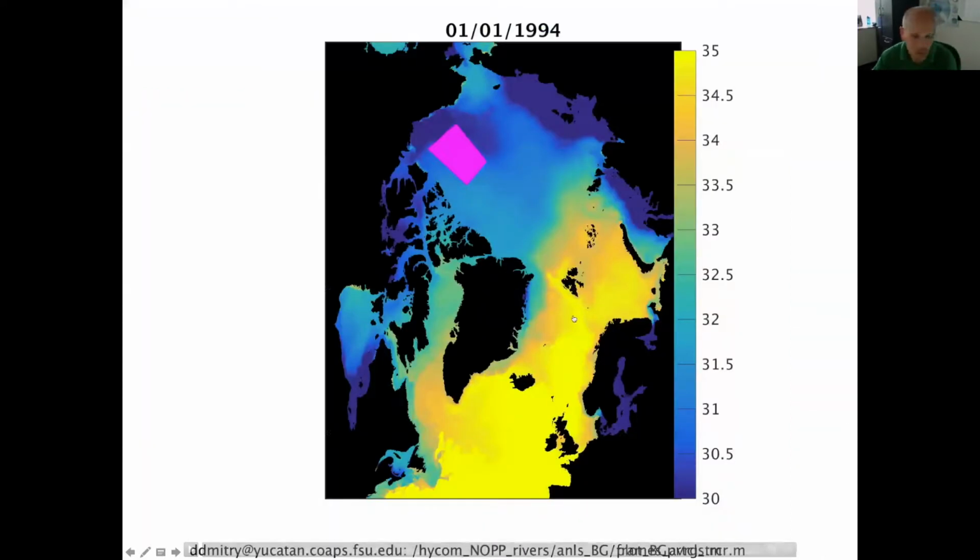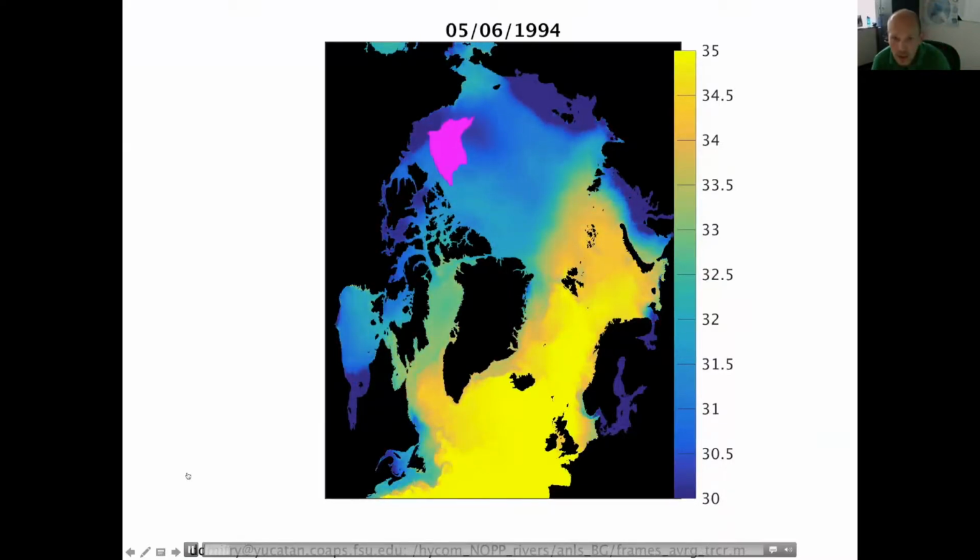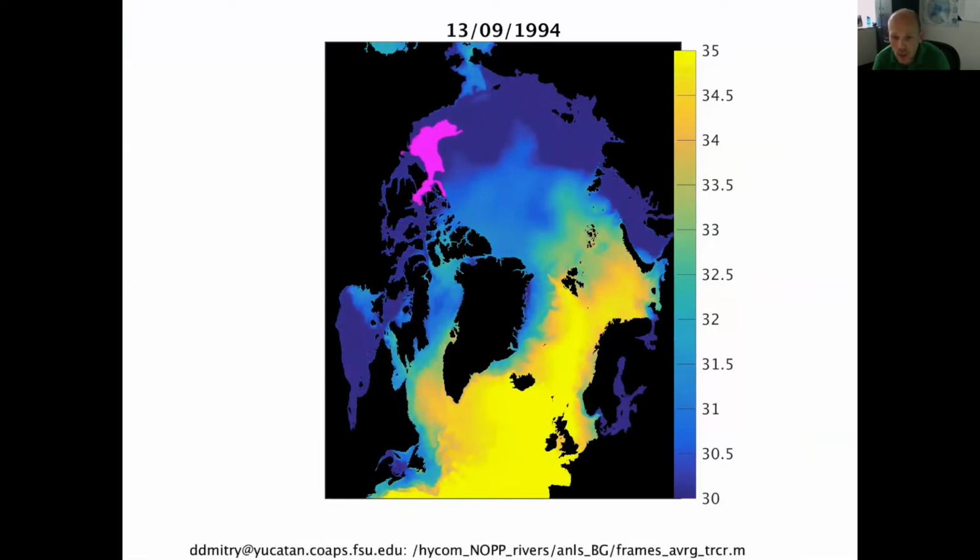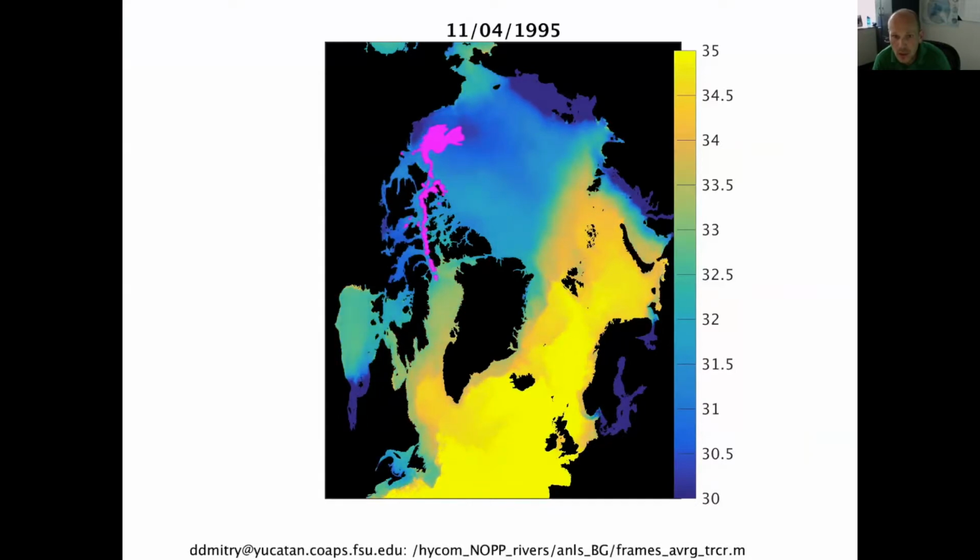And at the end, there is another interesting animation which now shows how the freshwater from the Beaufort Gyre spreads out of the anticyclonic gyre. I seeded Lagrangian particles, so each particle represents some amount of freshwater in the Beaufort Gyre. The background color is salinity from the model. The dark blue shows low salinity and the yellow shows high salinity waters.